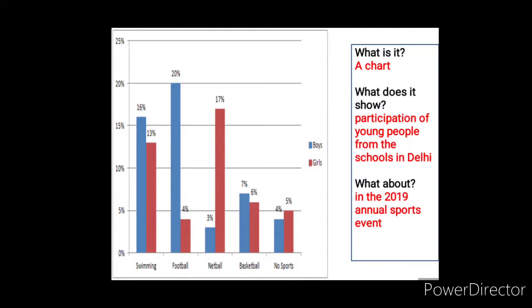Now, you all can see a chart showing participation of young people from the schools in Delhi in the 2019 annual sports event. Young people includes boys and girls, right? So this blue bar shows boys and this red bar shows girls, right? So you can analyze the trends and begin your writing accordingly.